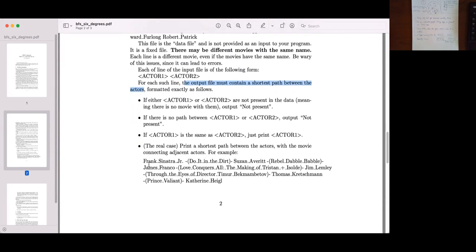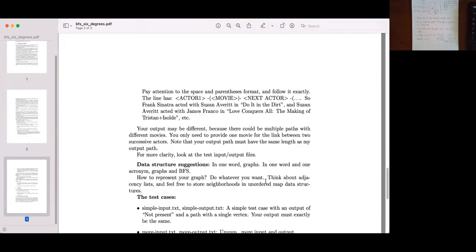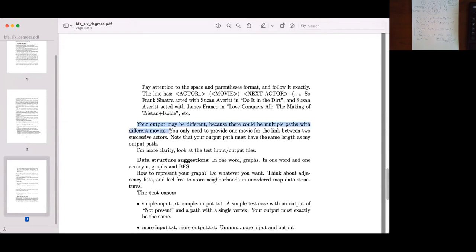So, for example, I actually have one with Frank Sinatra Jr. and Katherine Hagel. I have this long path between them. Your output may be different from mine because there are multiple paths between different movies. You just have to provide one that is correct. This is like the N Queens assignment, right? It's all about graphs and BFS.